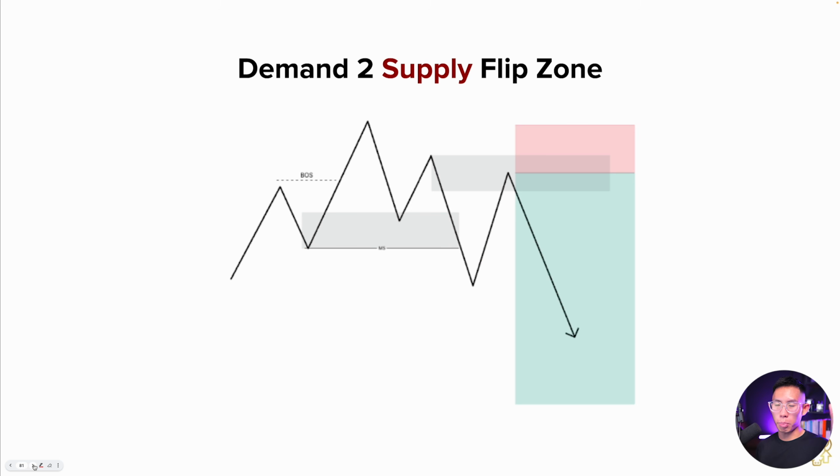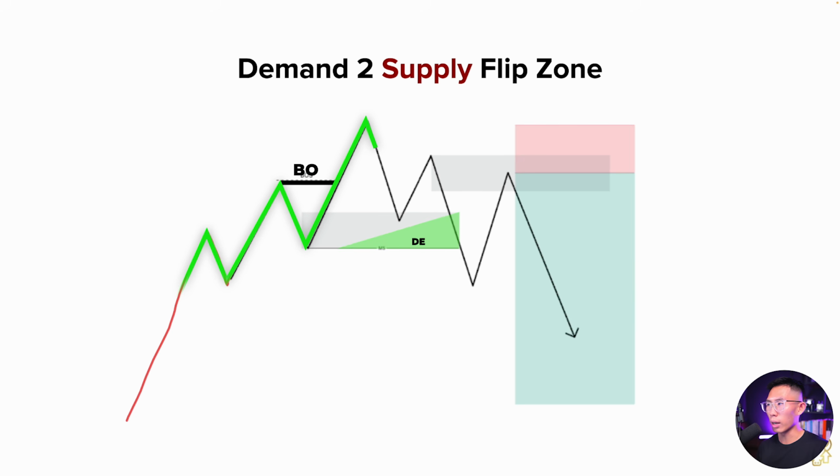Next is your demand to supply flip zone, and it's basically the opposite of your supply to demand flip zone. In this case, you are flipping from demand to supply. So what happened is that price could be going up, creating the higher high and higher low, and eventually comes up here, pushing up, breaking through the last high, creating a break of structure before price actually started pulling back. And when it pulls back, guess where it's going to pull back to?